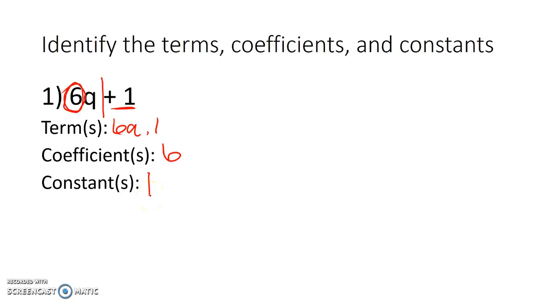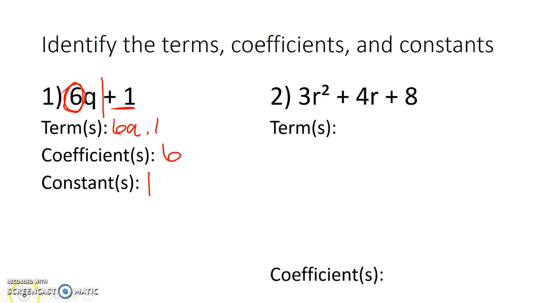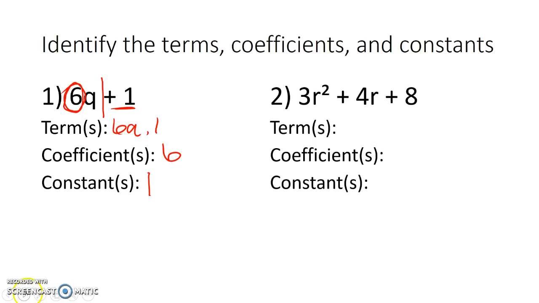Since we're just identifying here, we don't have any values to plug in. This would actually be our final answer, and we can move on to our next problem, which is the same type of question. It's asking us to list terms, coefficients, and constants. Again, I'm going to draw some lines so I can cut this expression into pieces, so it's easier for me to see my terms. So I have a 3r squared, I have a positive 4r, and I have an 8. Those are my three terms.